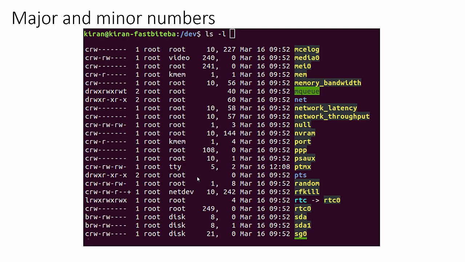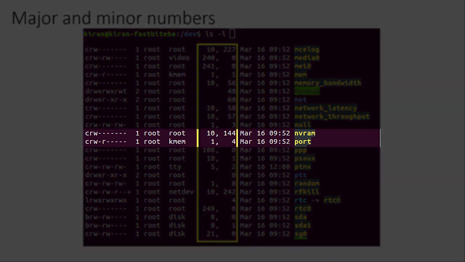So if you just do ls -l in the root /dev directory, you see various device files, and here there are two important columns. These columns signify the device number. For example, if you consider nvram here, nvram is a device file which is created to handle the NVRAM device of the system. This is the device number of this device. And here 10 is the major number which identifies the driver, and 144 is the minor number.